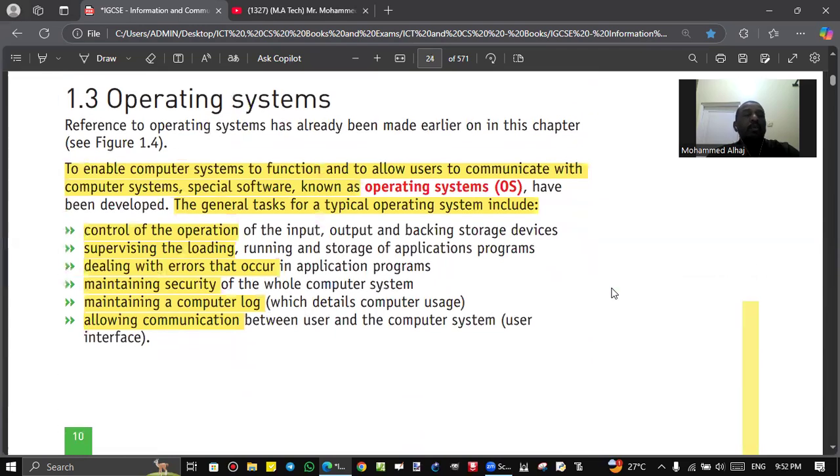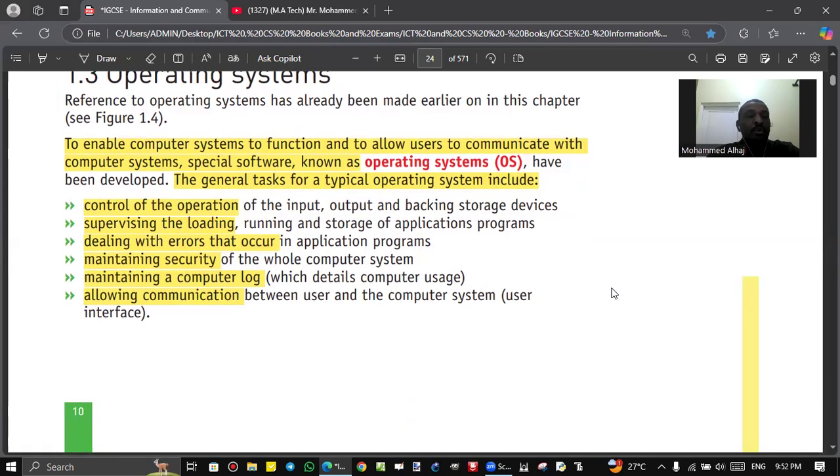At the beginning, we need to know what the operating system is. An operating system is system software which allows users to communicate with the computer system, especially software. This is a simple definition. First of all, the operating system is system software that gives users a chance to communicate with the system itself. It's just like a connection between the user, the system and the hardware.